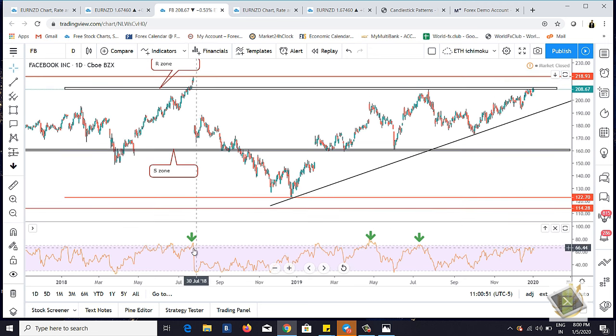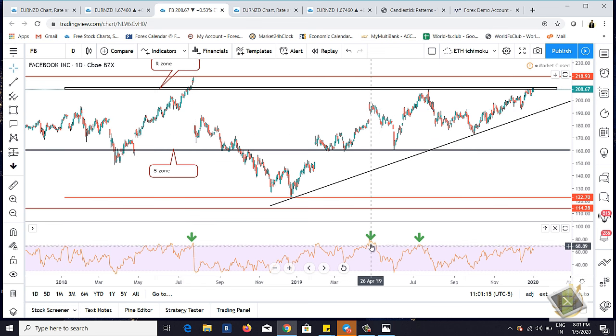If you see right here, when the price crossed here, the price was trading at $218. Once it is there, it dropped to 167. That's a huge drop. So if you had acted based on RSI, you could see that you can gain a lot of money in a short span of time.